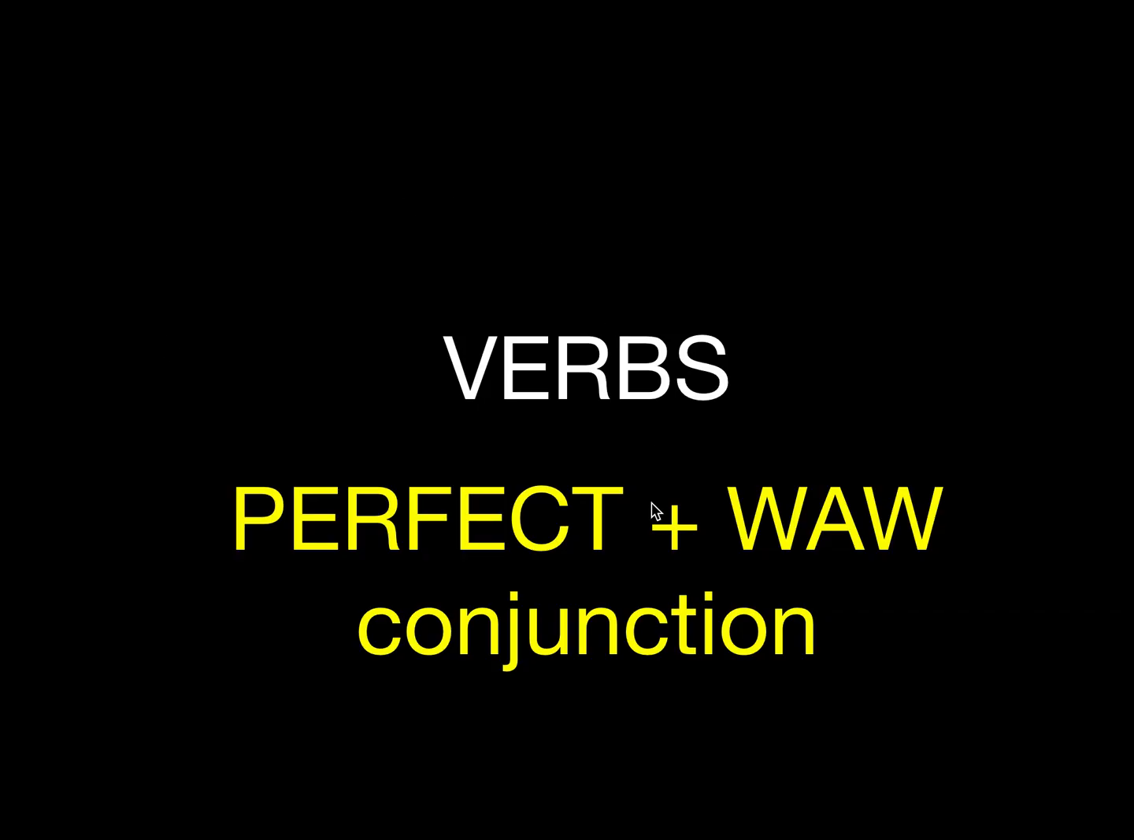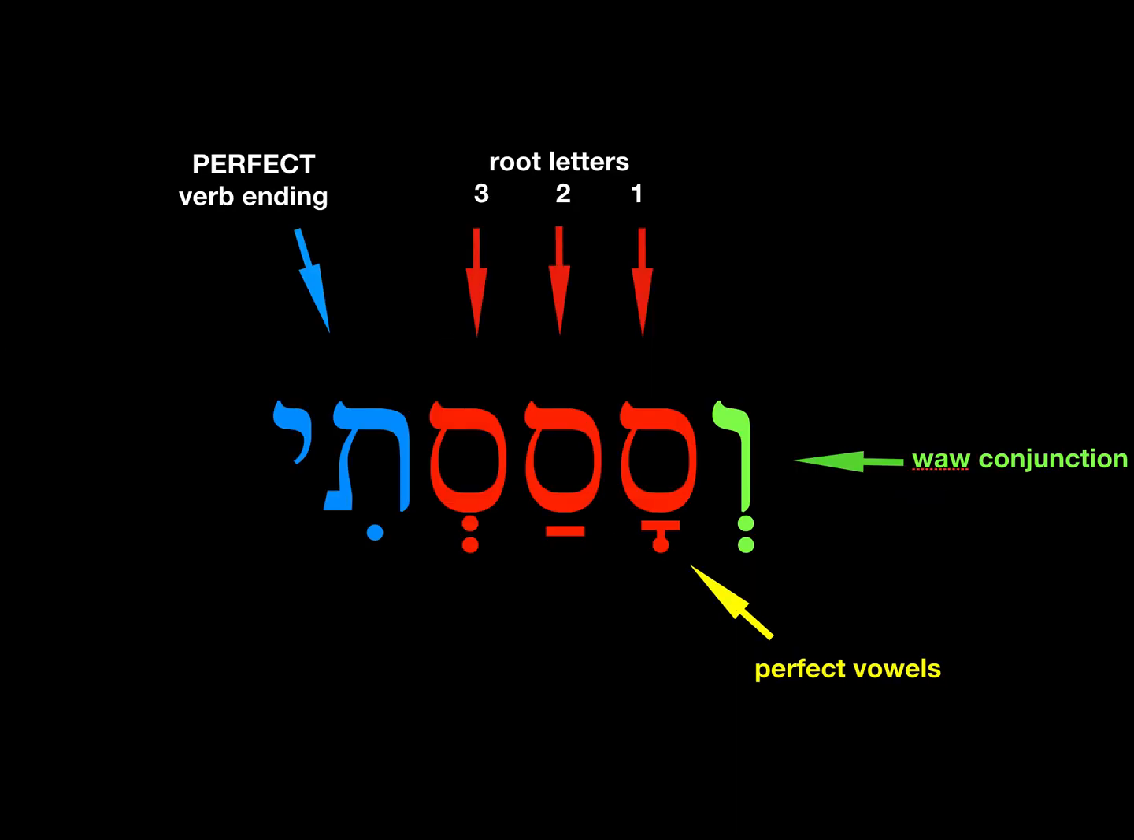Okay, moving on. Vav. What happens when you add vav to a perfect verb? This simple vav is called vav conjunction. So first of all, how do you recognize it? We start with our three root letters, and then we have our form of the verb, which tells us that this is a perfect, and it tells us the person. T would be first common singular. Then we look at the vowels. Those tell us that this would be kal. And finally, the vav at the beginning tells us this is a simple vav conjunction.